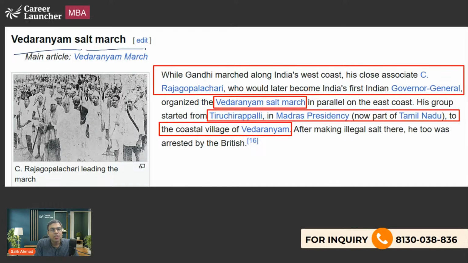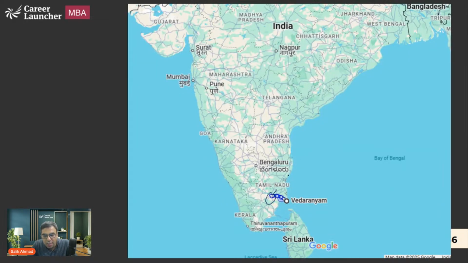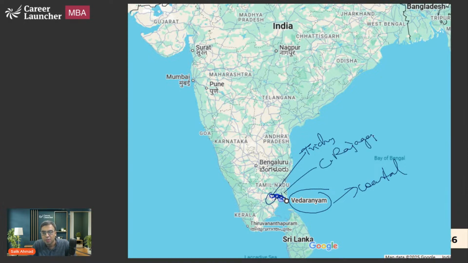Similarly, the Vedaranyam Salt March. This was a Salt March organized by Dr. C Rajagopalachari in Madras Presidency, so the modern-day Tamil Nadu region. He walked from Tiruchirappalli to Vedaranyam to break the salt law. Tiruchirappalli is here, Trichy as it is called, and he walked from here to here, Vedaranyam. Vedaranyam is a coastal town. C Rajagopalachari walked along with his followers, like Gandhiji walked here in Gujarat. So it was copied here by C Rajagopalachari because that was the idea.